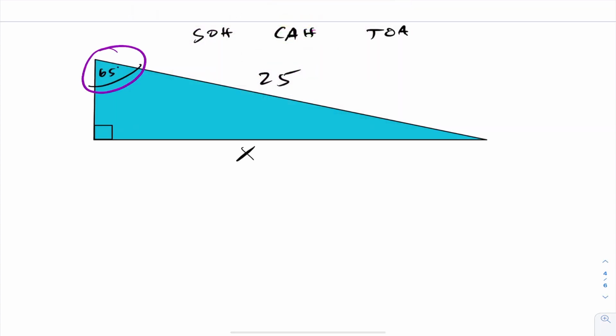In this case here, I'll choose my reference angle to be the 65 degrees because it's already calculated for us. This is opposite my angle. Across from the 90 degrees is always my hypotenuse. The leftover one is always your adjacent. So in this case here, I want to solve for the x.